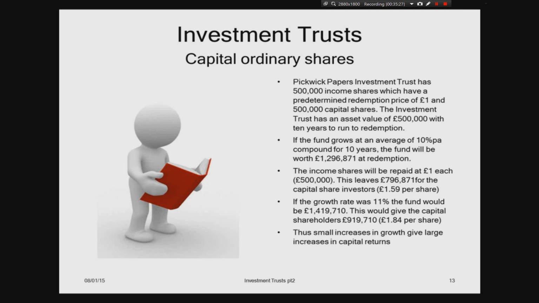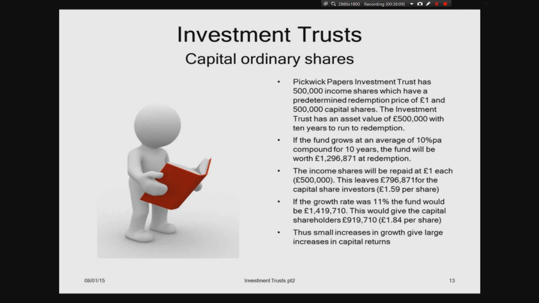If the growth rate was 11%, the fund would be 1,419,000, near enough. This will give the capital shareholders £1.84 per share. Now, what we can see in this is that small increases in growth give larger increases in capital returns. So the more money there is in the investment trust, smaller growth gives good returns for capital shareholders. And that's all I'm really trying to demonstrate there of the value.